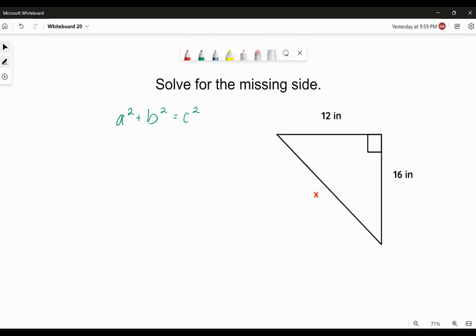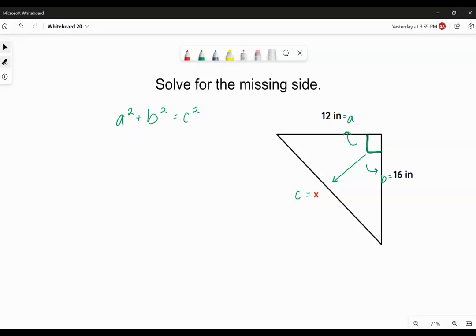So remember, we first want to look for where the right angle is located, and we can see it right here in the upper right-hand corner. And our hypotenuse is always directly across from that right angle. So we know x is going to be our hypotenuse, which means we can go ahead and label that c. We're going to be looking for the hypotenuse, and then it does not matter which leg we label a and which leg we label b.